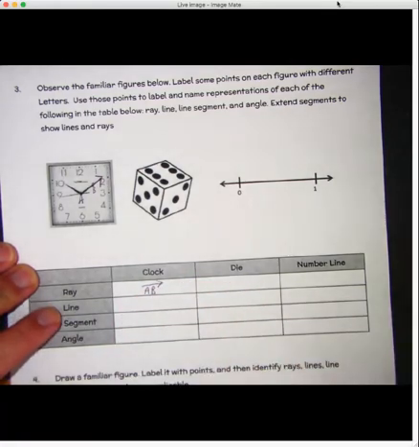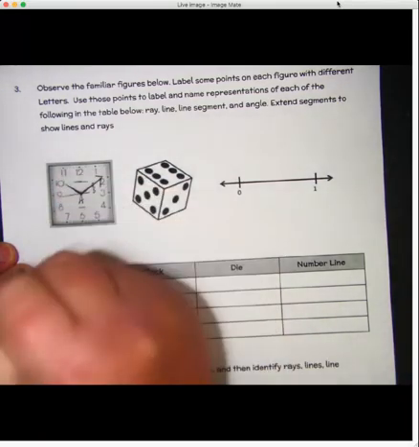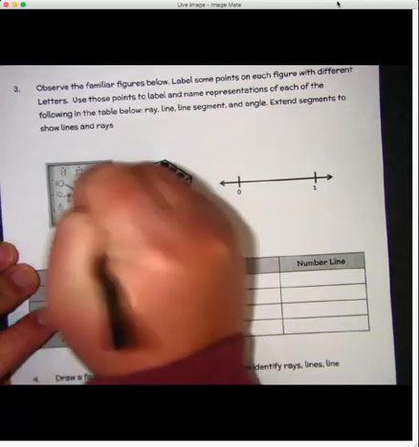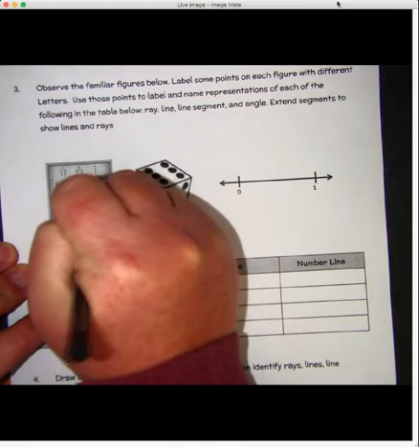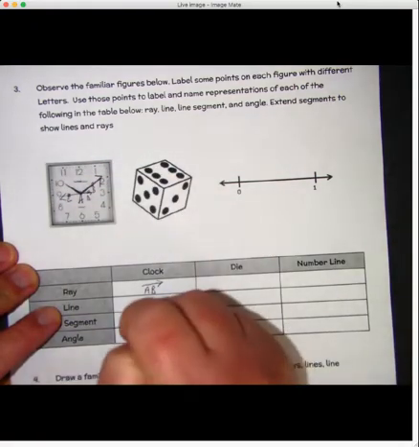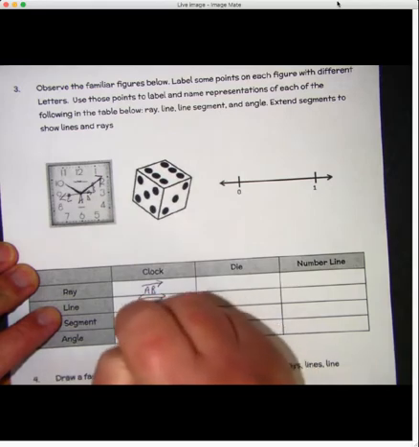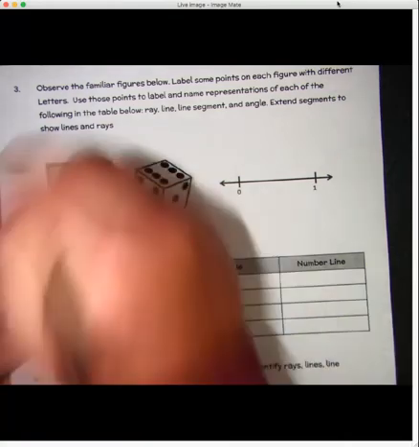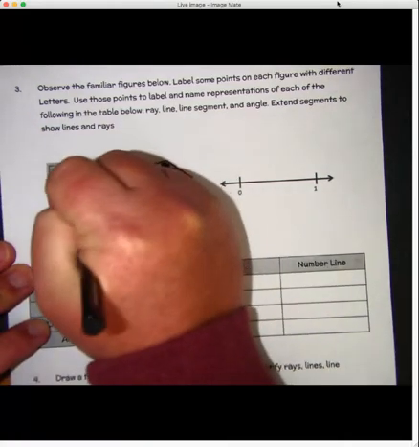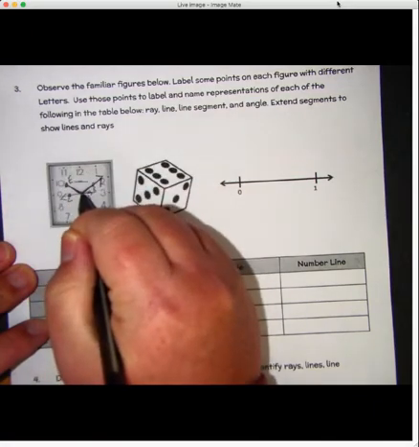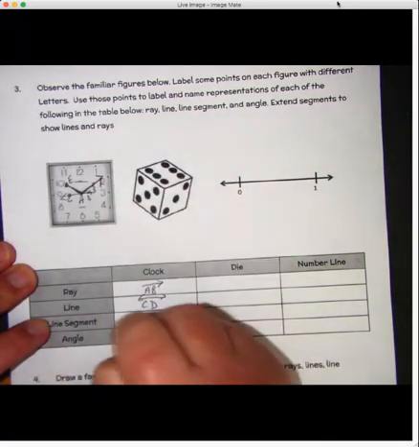Now we've got to have a line on the clock. What if we put 2 dots on the second hand here? Let's put dot C and dot D. Got to go on in both directions. So let's put our arrows. So we could have line CD. A line segment. What if we put a dot at the end of this and a dot there? We'll put an E there. So we can have line segment AE.